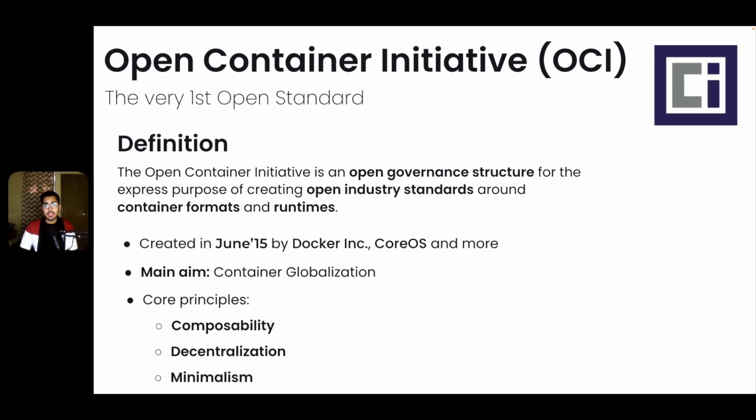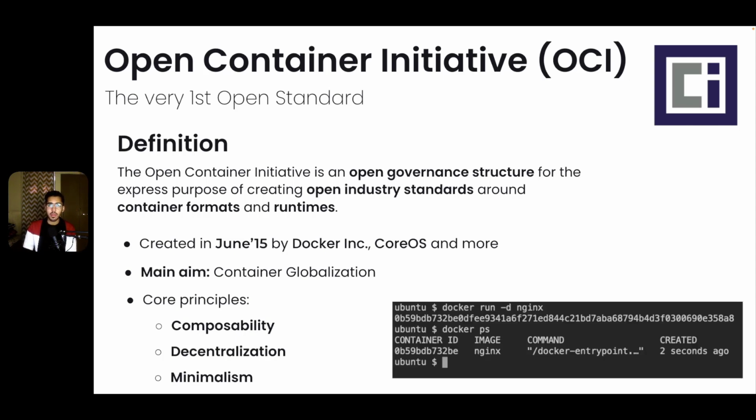The last is minimalism, and this means that every container will run a simple process when it's started in your particular operating system. A very good example of this, you can see over here, is that if you want to run an nginx container, you just simply type docker run -d nginx and you will have an nginx container up and running. So that is what minimalism meant: make it absolutely simple to run a container. These are some of the core principles upon which OCI was actually built.